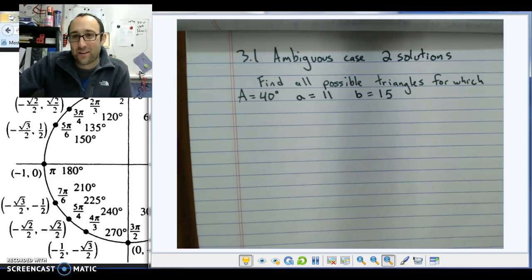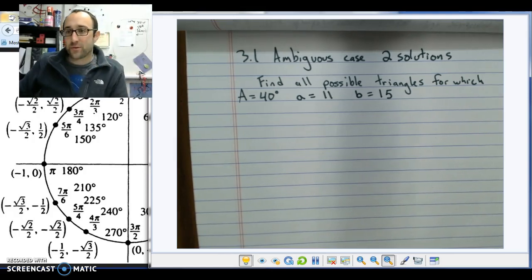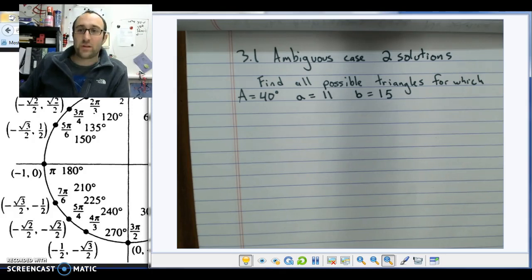Hey everyone, here is 3.1, the ambiguous case with two solutions for using the law of sines. Here's the example problem we're going to work on. Find all possible triangles for which A equals 40 degrees, a equals 11, and b equals 15.